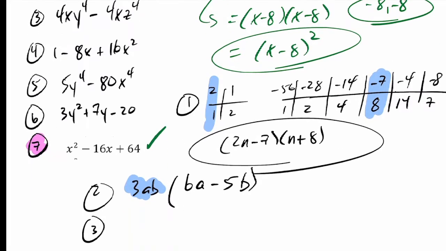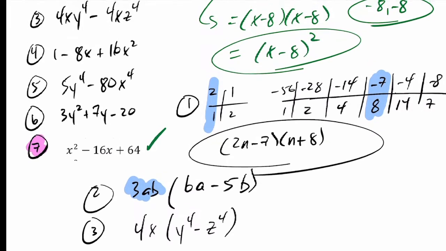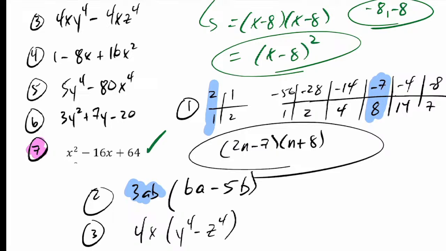All right, for 3 here, again, the GCF for 3 is going to be 4x, and that's it. Did anyone actually answer 3 already? I might have went too fast. I don't know if you guys see, but I can do a difference of squares here. This would be like y squared squared minus z squared squared. Okay. I'll slow it down then.